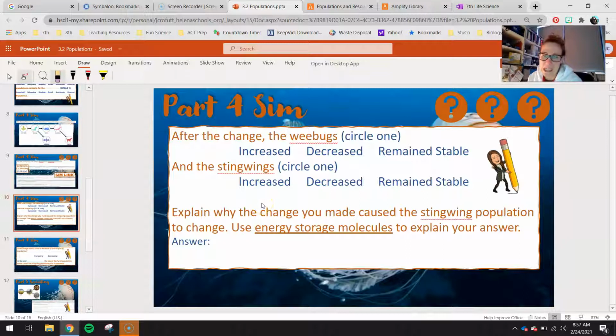Explain why the change you made caused the stingwing population to change. Use energy storage molecules or ESMs to explain your answer. So I'm cool if you guys type ESMs in there. At this point, we should all know what that means.